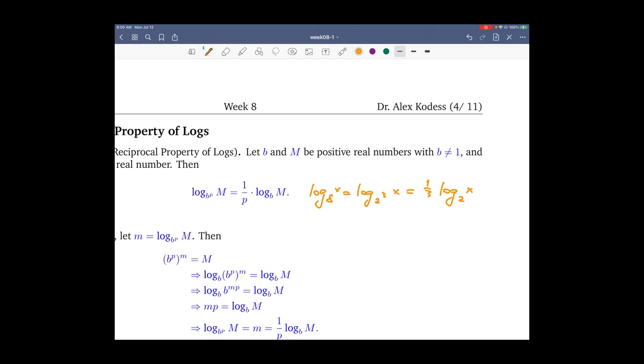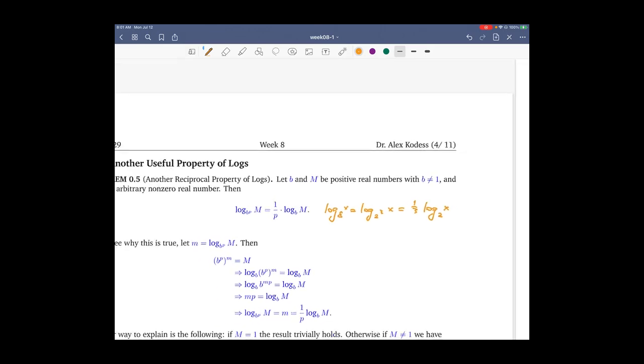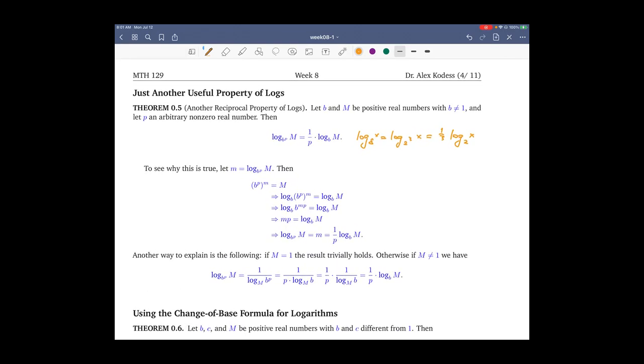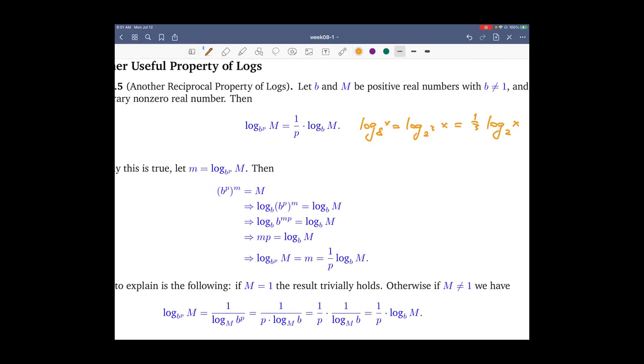We can actually give two proofs of this. One is the following. As always, let's denote the left-hand side here by little m. So that means base b to the power p to the power little m equals capital M. Now we take log base b of both sides.